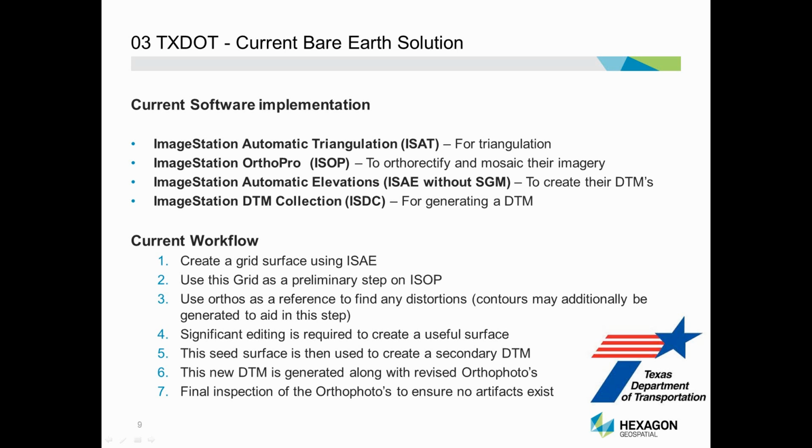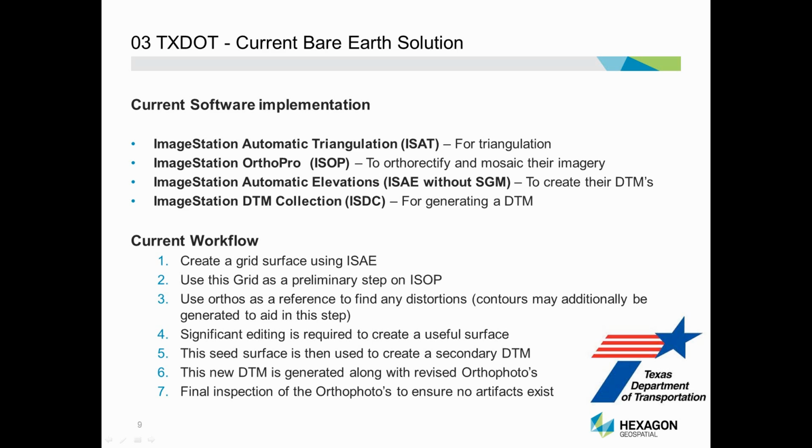So they take this grid and run orthorectification on it and look for distortions. They sometimes use contours additionally to help aid in this step, essentially using the orthos as a way to find errors in the grid they've created in this preliminary step. Then significant editing is required to create a useful surface. So they find the errors, do the editing on the DTMs, and this is then used as a seed surface to create a secondary DTM.